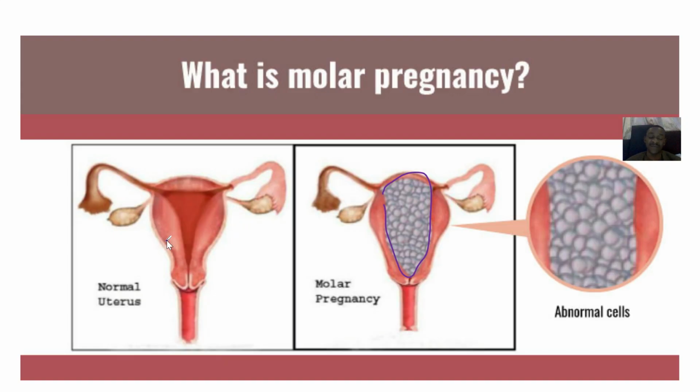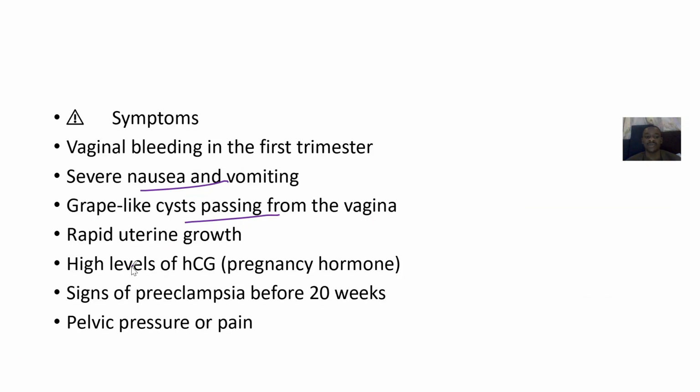This is because you have abnormal cells. If you check human chorionic gonadotropin hormone, the levels are shooting up. Okay. Signs of preeclampsia, like she's having hypertension. All right. Then pelvic pressure or pain.